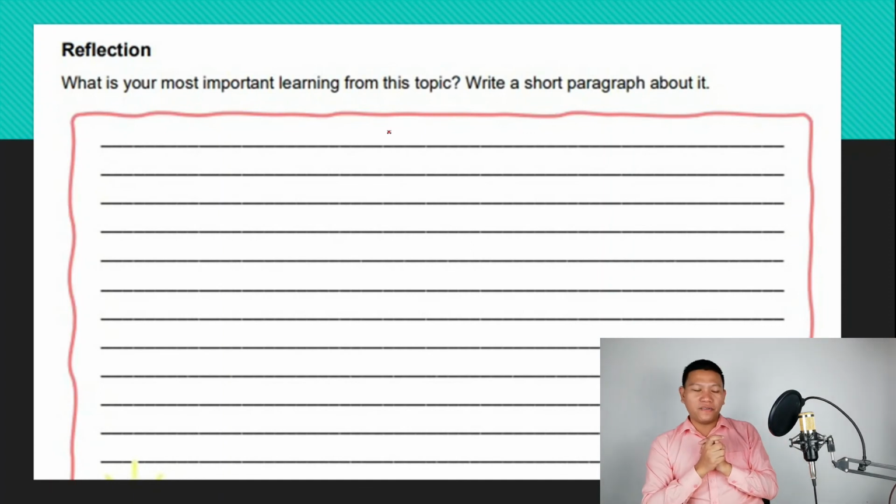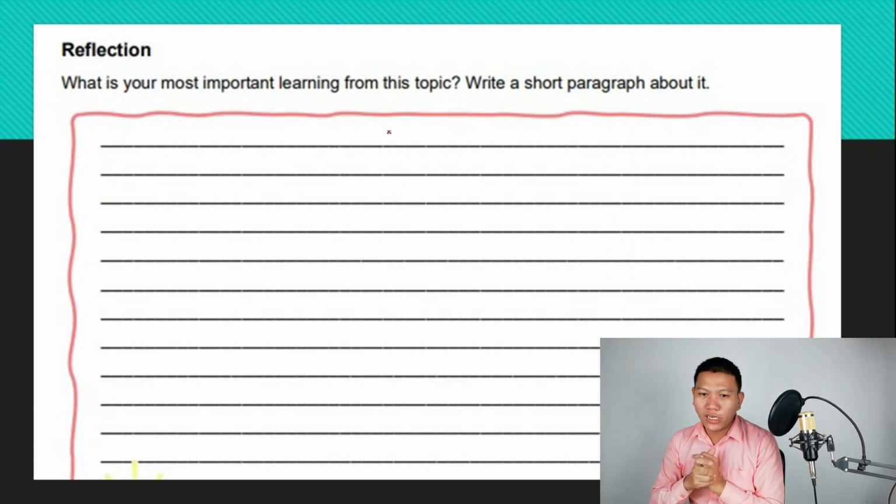And our last part, reflection part. What is the most important learning from this topic you have gained? Write a short paragraph. So what have you learned based on my discussion? And that's it. Wow, today is a short one.